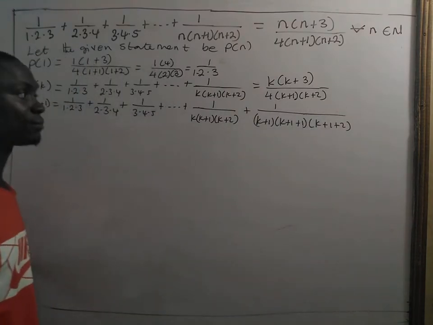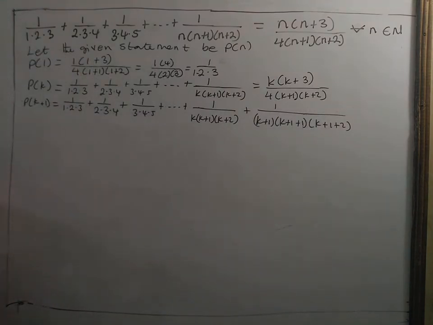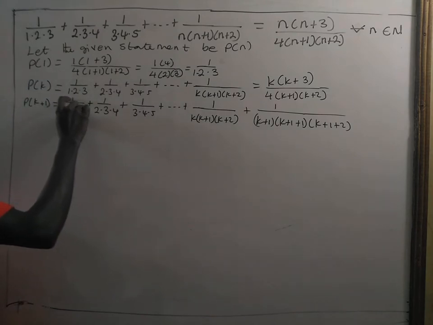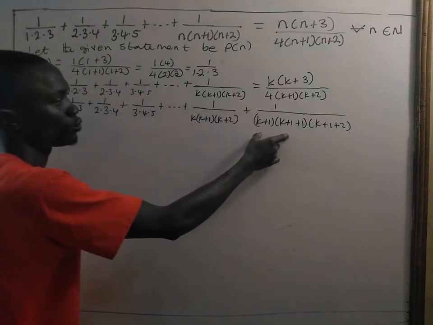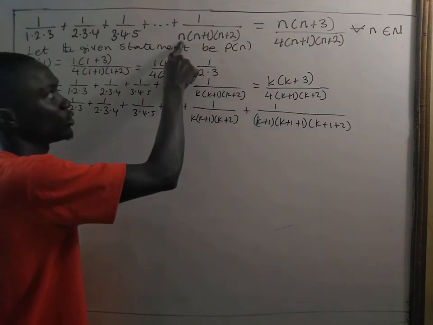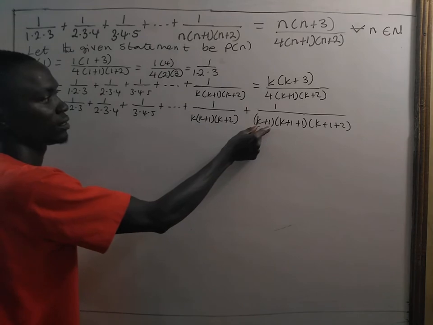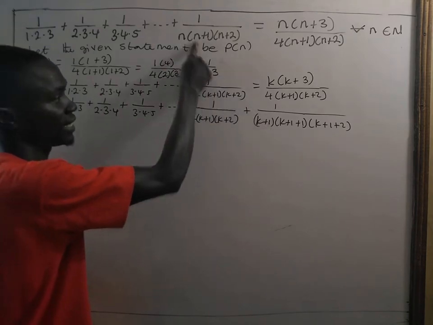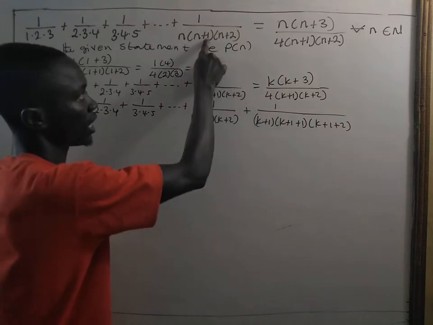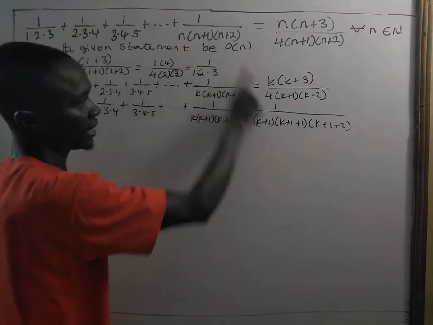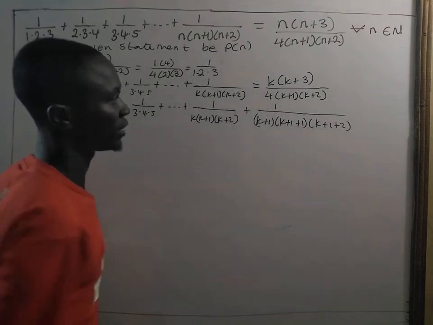That is our Pk. Now, we are going to prove that Pk plus 1 is also true, assuming that Pk is true. So here we do the sum up to k plus 1. So here whenever you see n, you put there k plus 1. So this n is k plus 1, this n is k plus 1, and we still have 1 here. And this n is k plus 1, and we have 2 there.